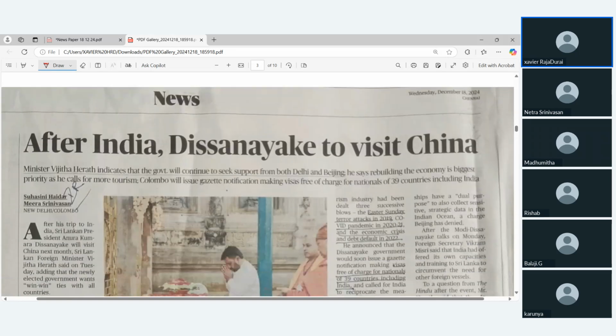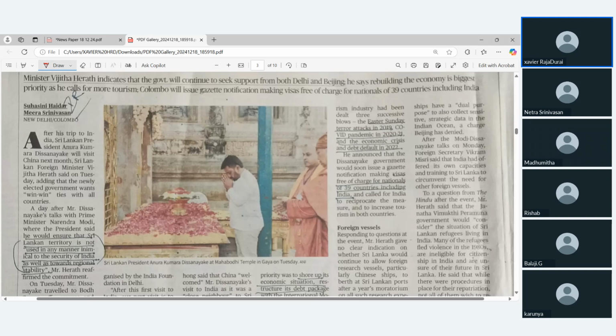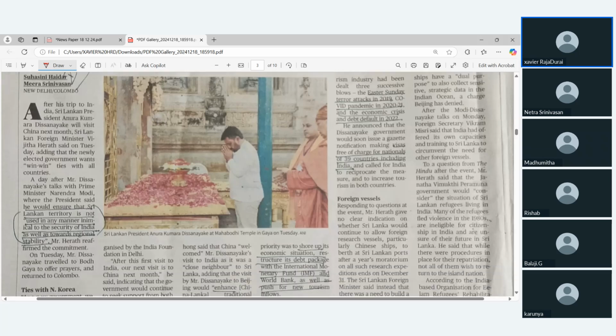Okay, this is enough. Next, what is this? After India, Dissanayake to visit China. Yesterday we saw this related news. Our Prime Minister and the Sri Lankan President discussed bilateral issues. So whatever points I have highlighted, just read out.